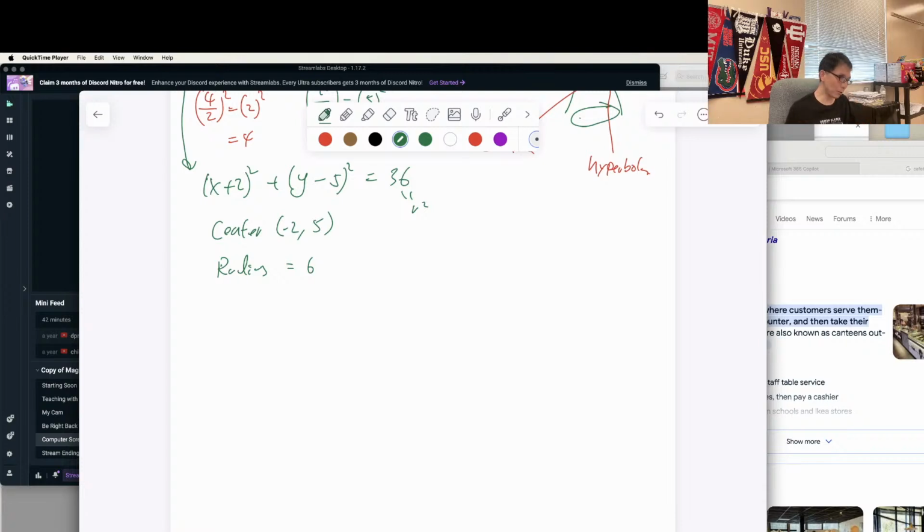All right, so basically a standard form of a circle is x squared plus y squared equals r squared. That's if the center is at 0, 0. And if the center is at h and k, it's going to be like this, with the center at h and k. Is that okay?